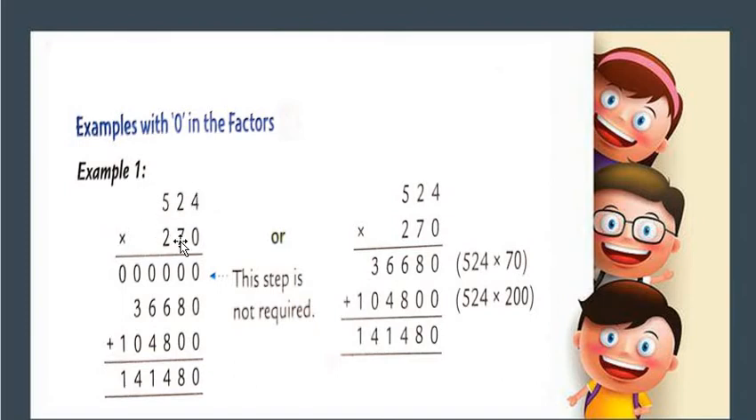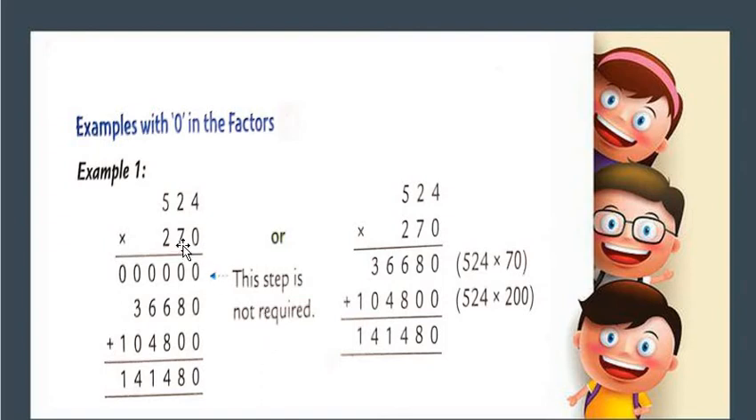So students, example with zero in the factor. Now in these factors there is a zero, see this zero. So how can we solve? Here they give a trick. So what to do here? This zero we multiply with all digits. 0 times 4 is 0. Any number multiplied with 0 is 0. Okay, 0 times 4 is 0, 0 times 2 is 0, 0 times 5 is 0. So this step is not required.